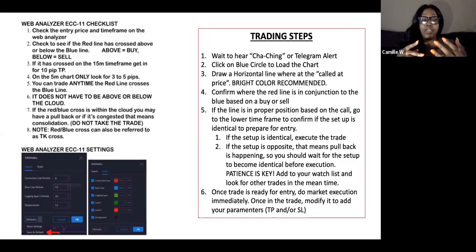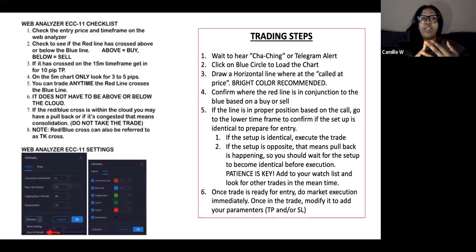I only trade the 15-minute chart. Dr. Kathy trades the 15-minute chart. You could trade really any time frame that you want to trade, but I've seen a lot of success with the 15-minute chart, and I normally go for 10 pips on that chart. Some people may want to try to trade the 5-minute chart.